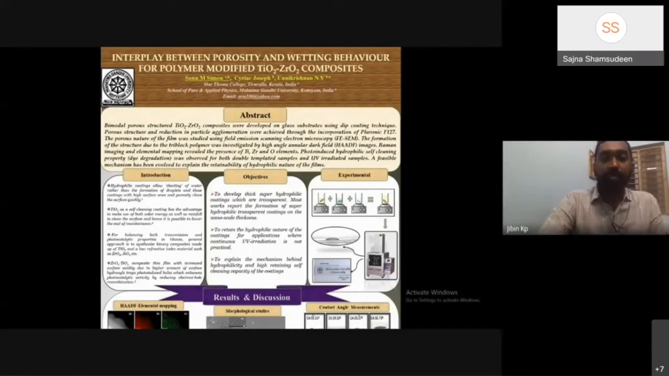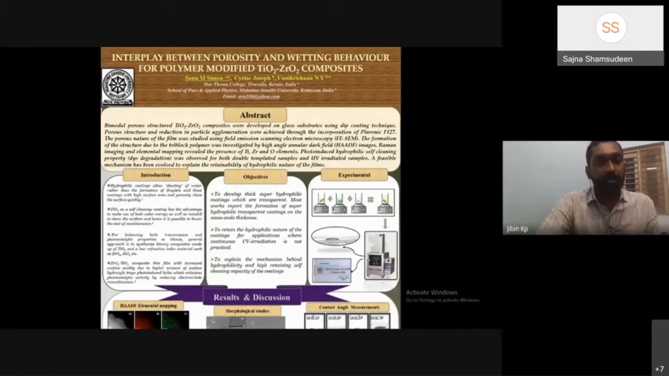Incorporating zirconia into the titanium will enhance the band gap, and it will also prevent electron-hole recombination, which will enhance the self-cleaning property. Polymer modification of titanium zirconia composites will increase the surface roughness, which will allow the retainability of the composite films. Today I am going to present two types of films based on titanium zirconia and with polymer modification, with high transmittance and also a high range of thickness.